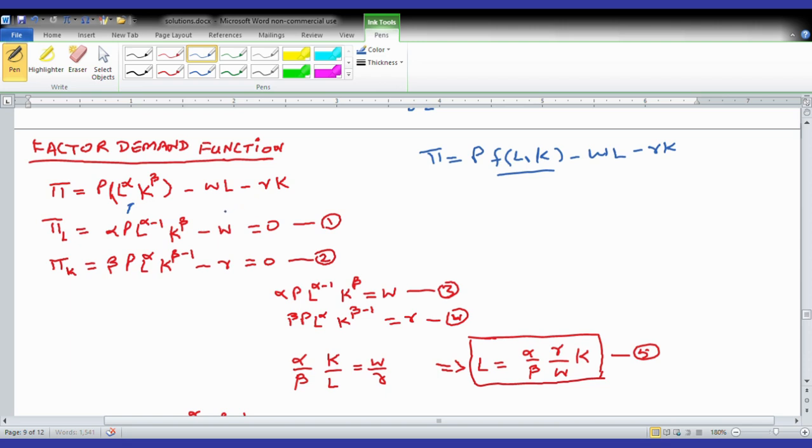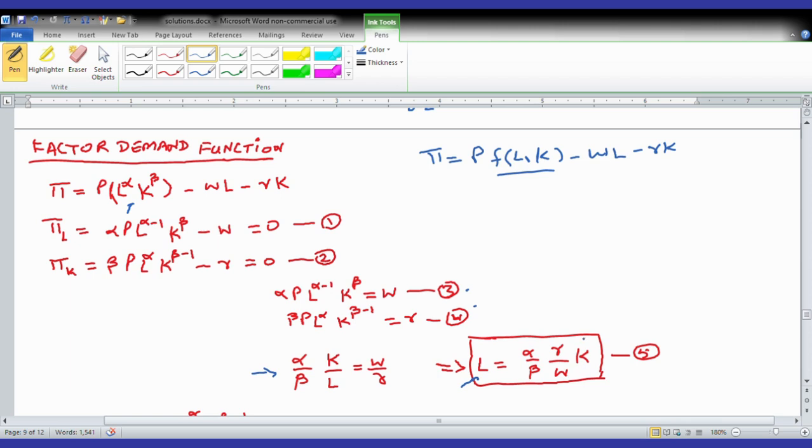Then I take the partial derivative of this equation with respect to labor first and equate it to 0, partial derivative with respect to capital, and then I equate it to 0. Then I take this W on the other side in equation 1 and this R on the other side in equation 2, so this becomes equation 3 and 4. Then I divided equation 3 by equation 4 and see that this was the result, and I solve it for L. So L was equal to alpha over beta, R divided by W, times K.